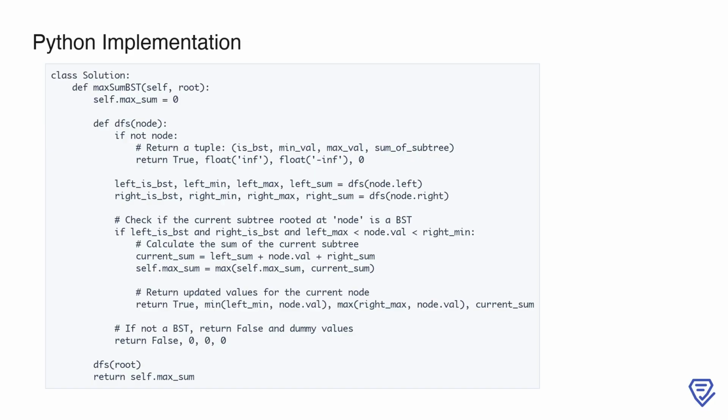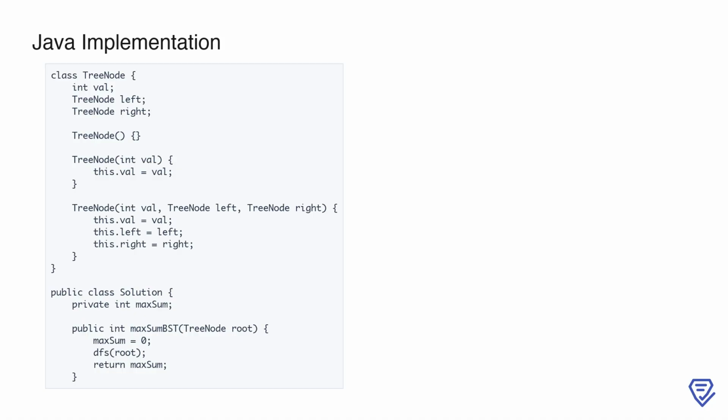Here, we start with the definition of the TreeNode class, which represents each node in our binary tree. It includes an integer value, val, and references to its left and right child nodes. We also provide multiple constructors to initialize a node with or without specific values in child nodes.